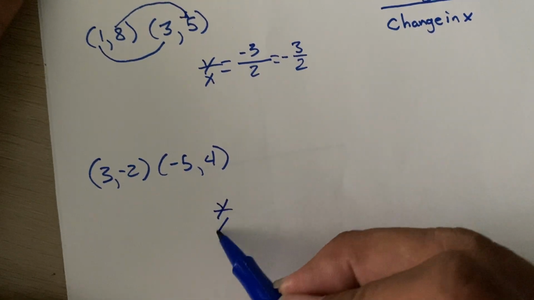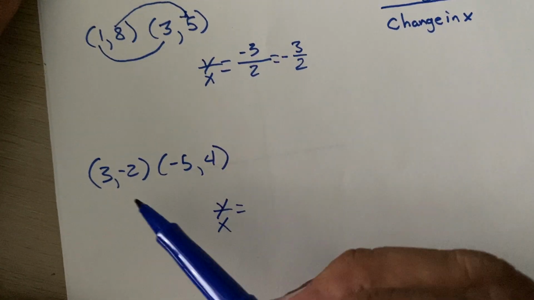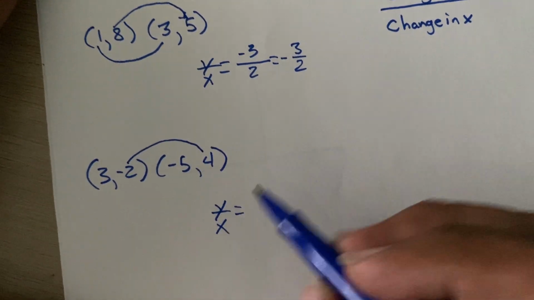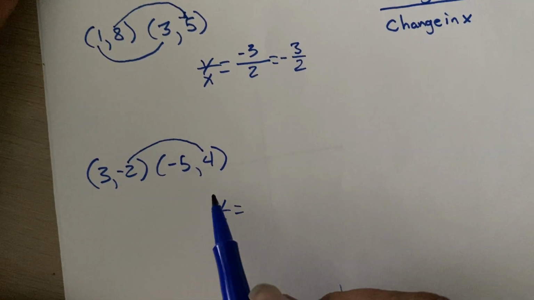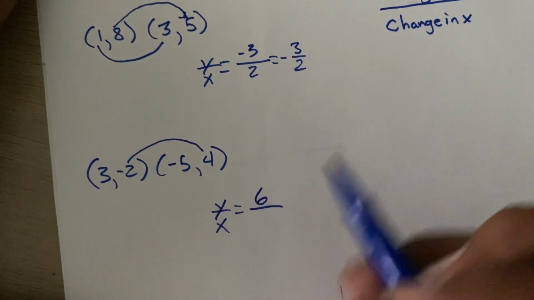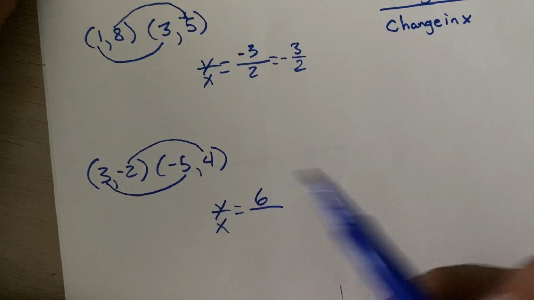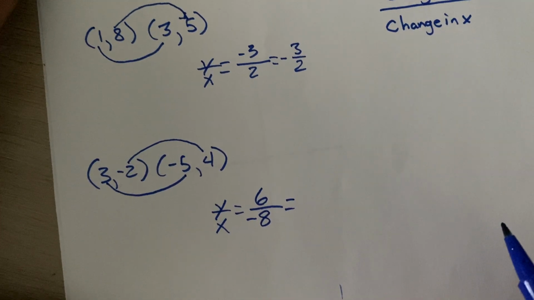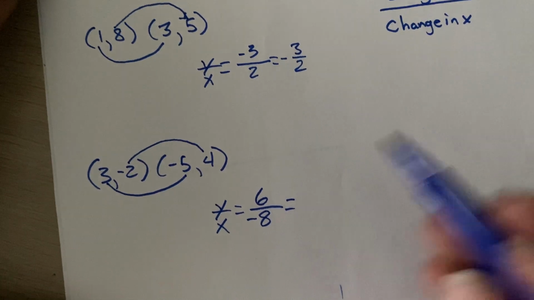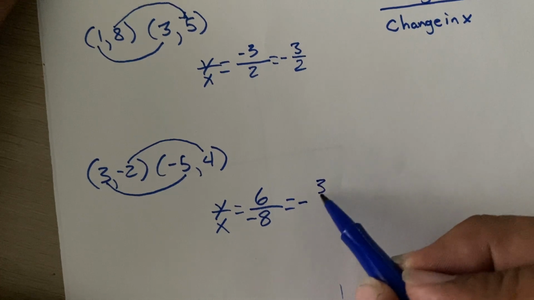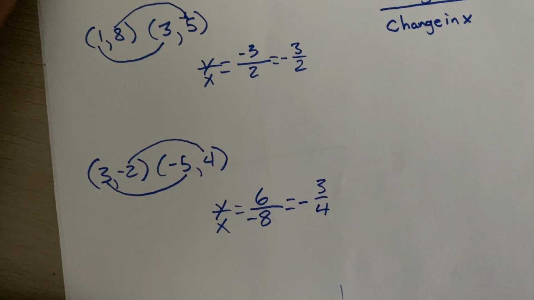Remember, y over x. So the change in y for this one is going to be negative 2 to 4. Negative 2 to 4 is up 6. So it has to travel from negative 2 to 0, then 0 to 4, that is 6 steps. So positive 6. Then 3 to negative 5 is down 8. Okay, so this one can be simplified. They're both even. We know it's going to be negative because one of them is negative. This is going to be 3 over 4. And that's the slope that goes through these 2 points.